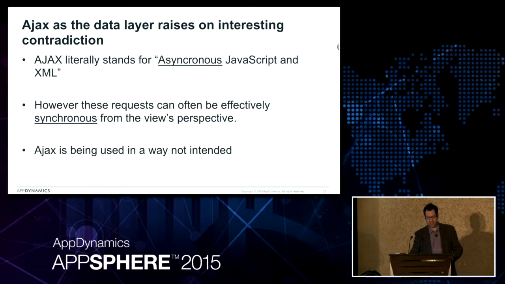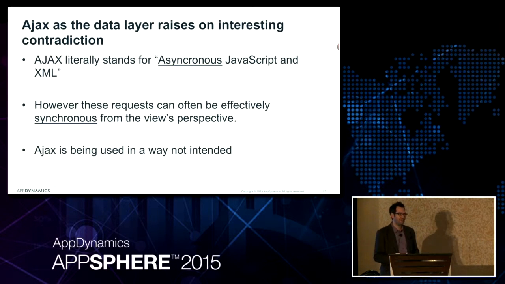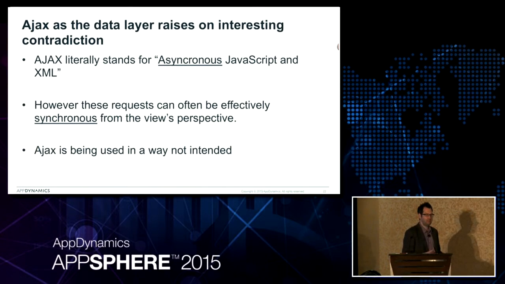Ajax literally stands for asynchronous JavaScript and XML. However, in a single page app, often these Ajax requests are synchronous from the user's perspective. You can't actually load that view without updating the price for the quote. So that effectively becomes a blocking request. So it's kind of interesting that Ajax is adapted to be used in a way it wasn't probably really intended. So that's something that you need to think about as a developer. We'll talk about some of the ways we try and sort that out with some code examples in a minute.